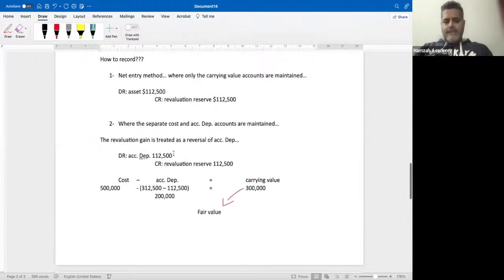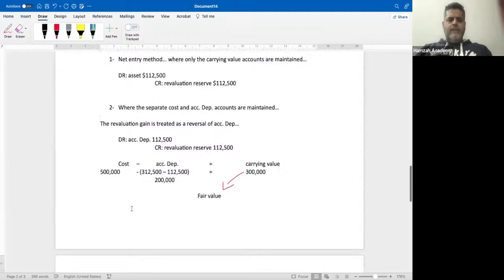So where we have separate arrangement for the cost and accumulated depreciation, over there we reverse the depreciation first, right? And where there are some net accounts, so the carrying value accounts are maintained, over there we will have this only net of difference where the asset is debited straight away. Okay, so this is what we are going to have over here. Done.